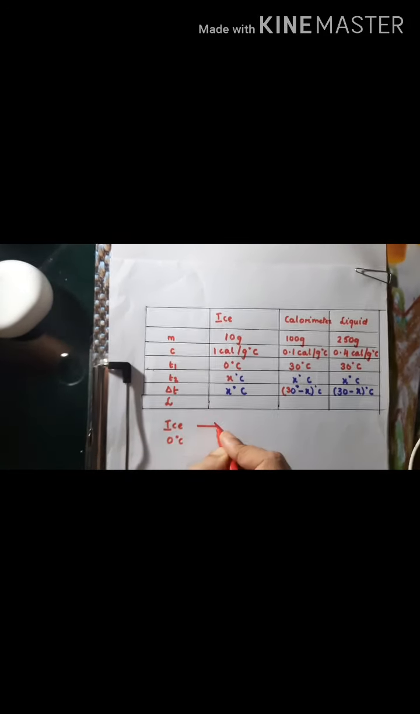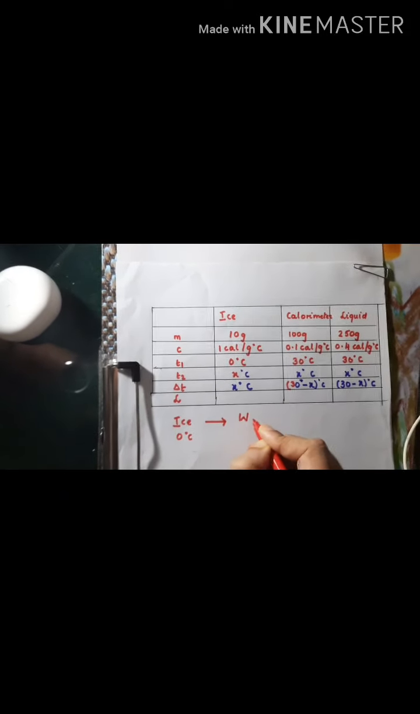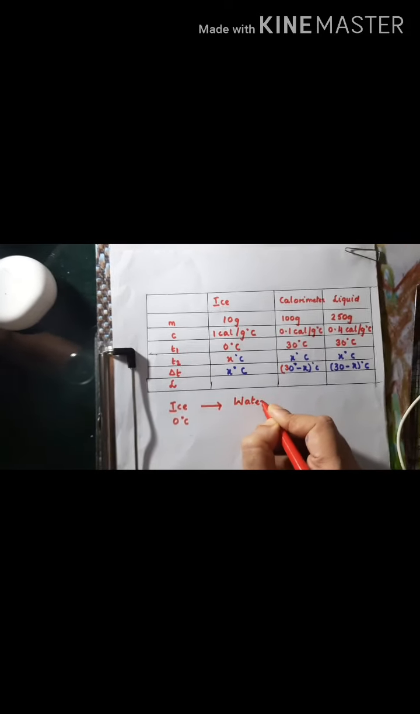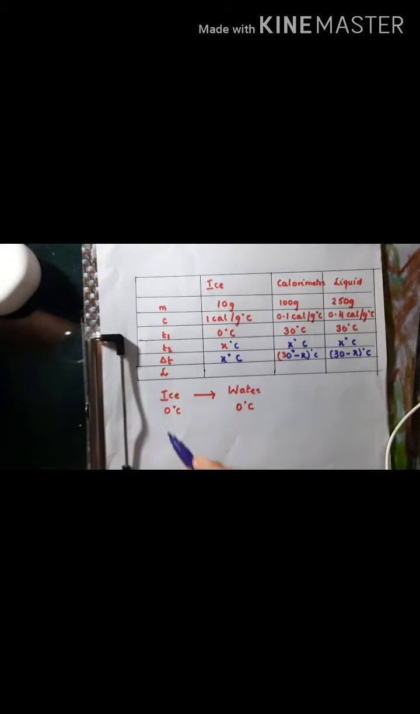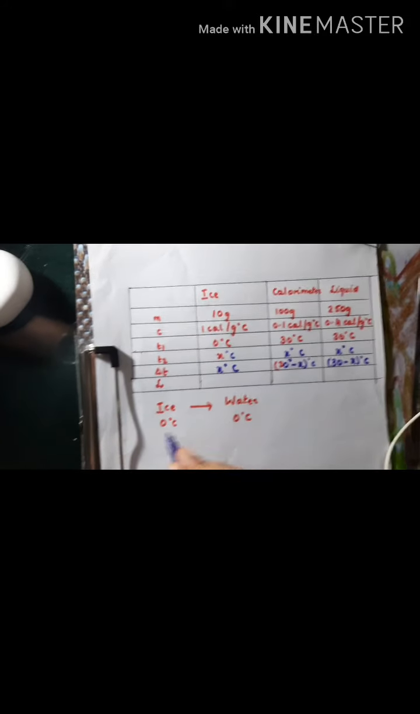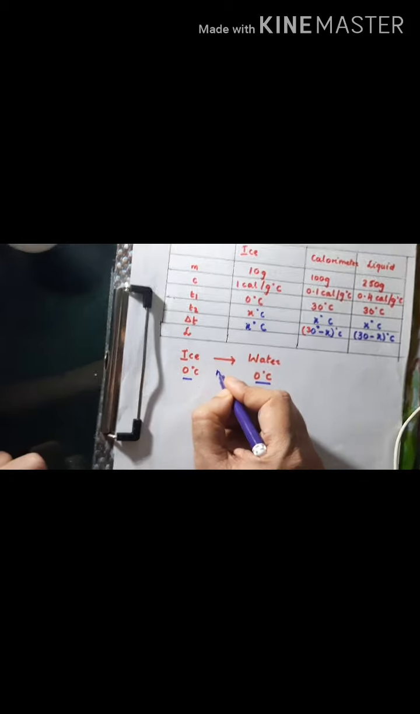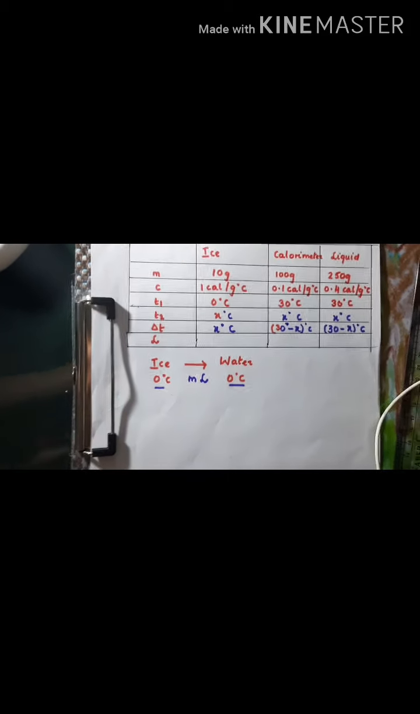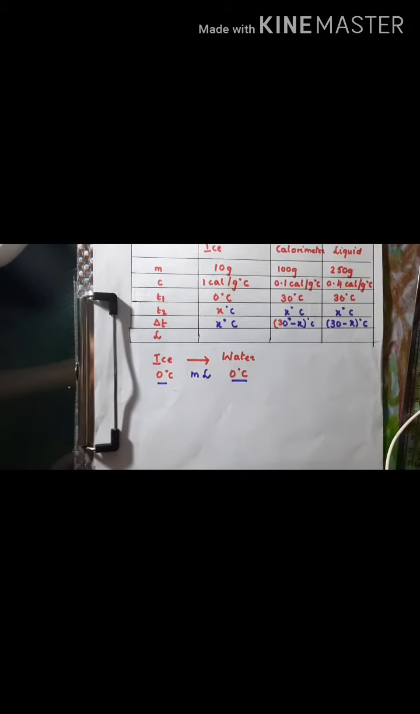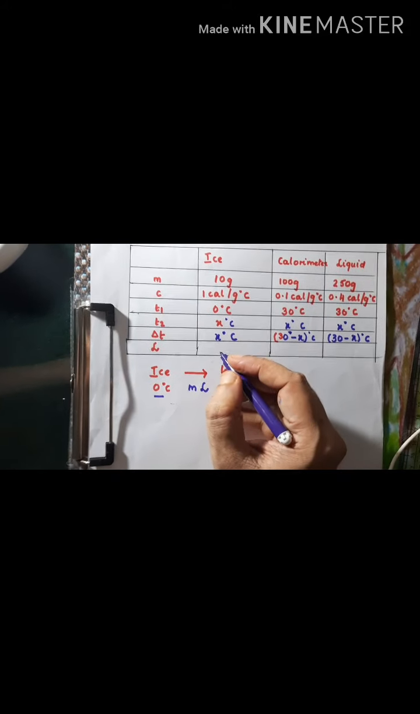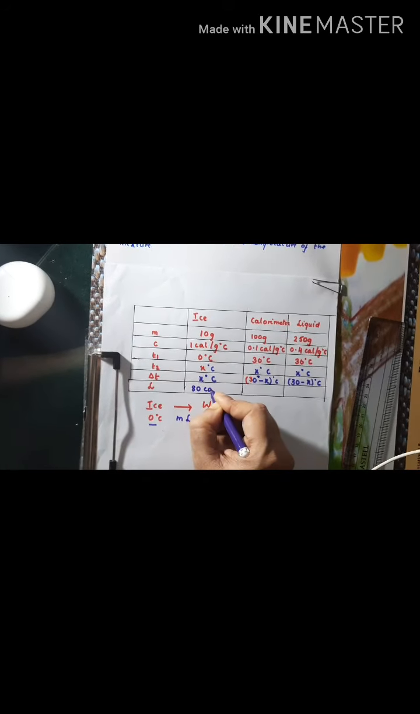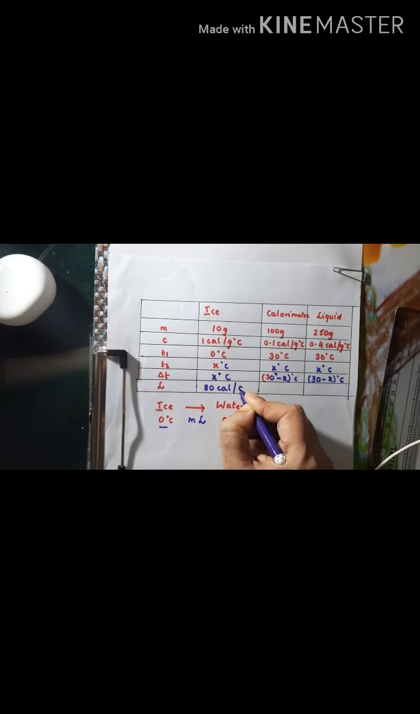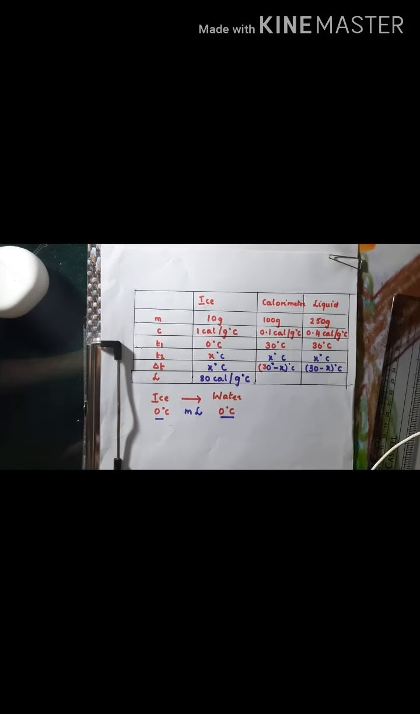I have to convert ice at 0 degrees Celsius to water at 0 degrees Celsius. Tell me which formula I will use out here. When I want to convert ice to water, the temperature is remaining the same. Only the state is changing. So it is M into L. Very right. Mass into latent heat. So I need to know the latent heat of fusion. Okay. This is 80 cal per gram.